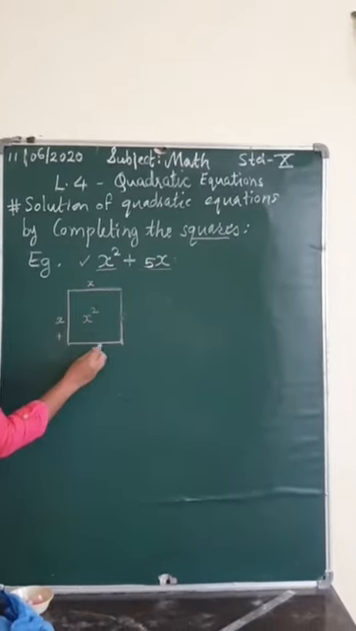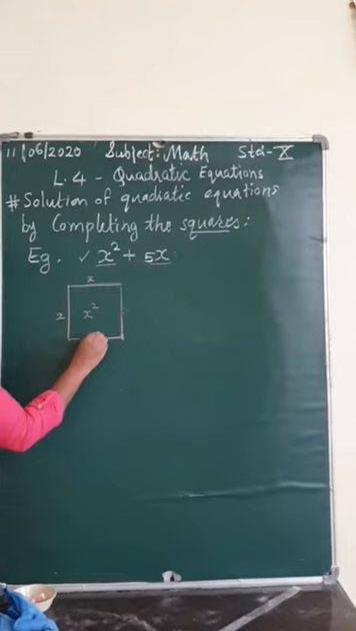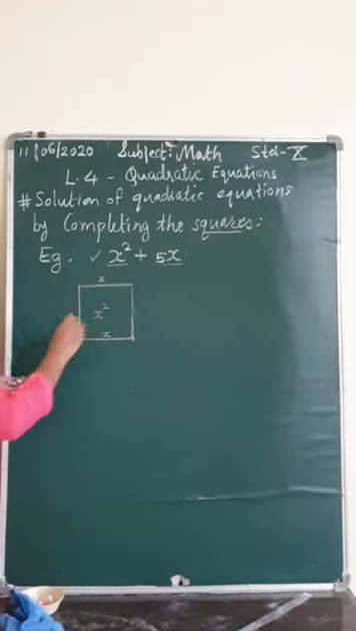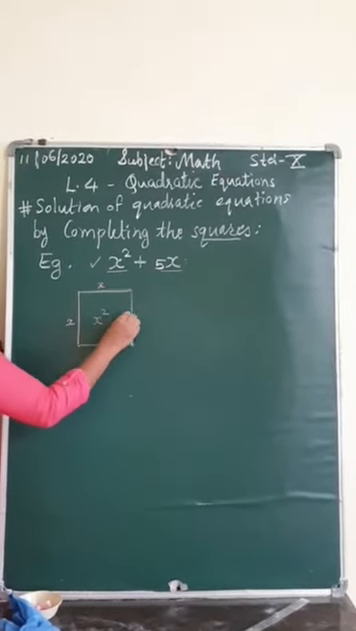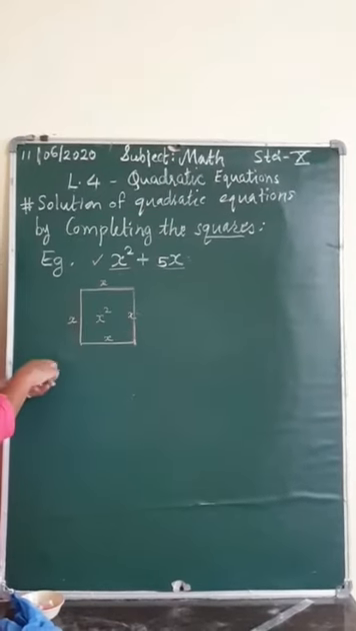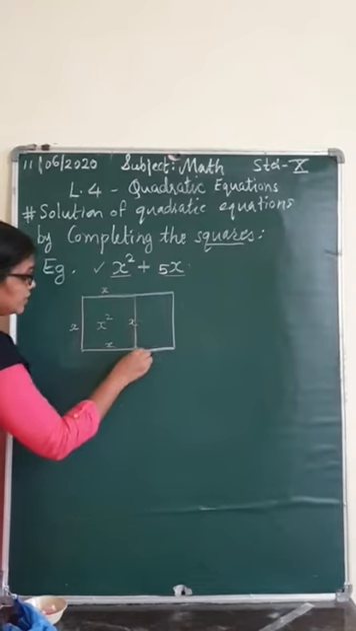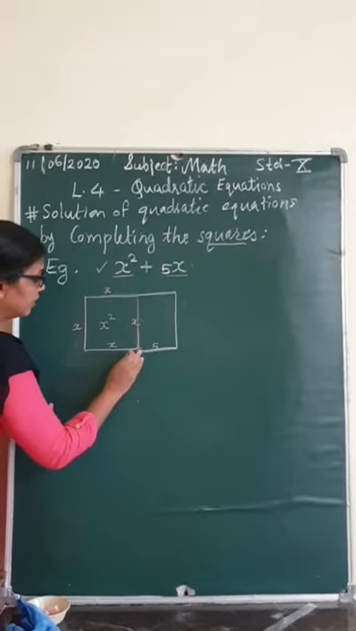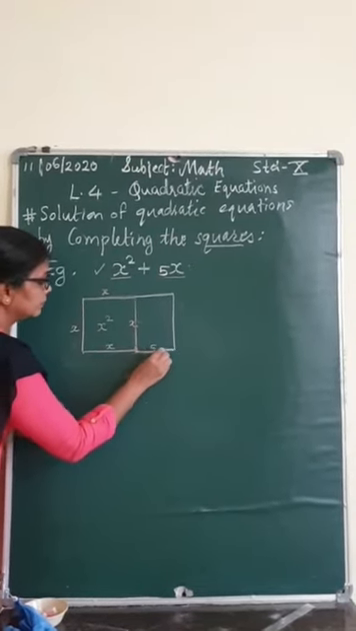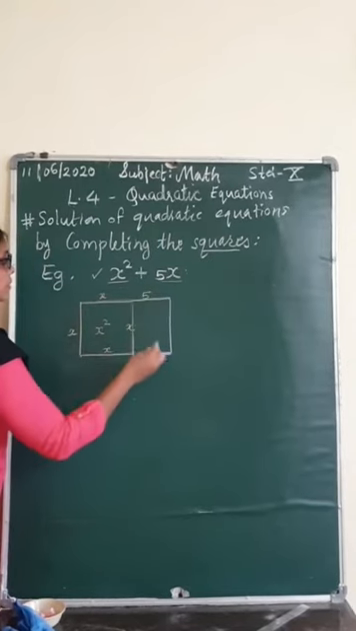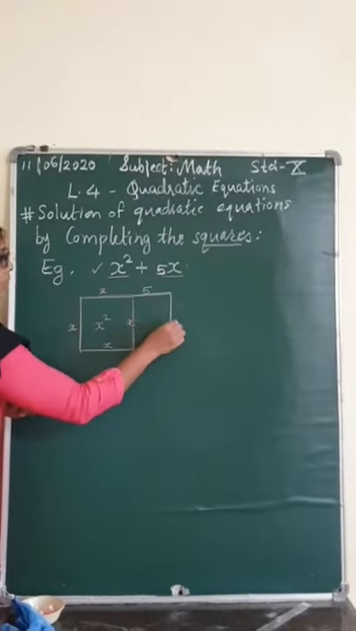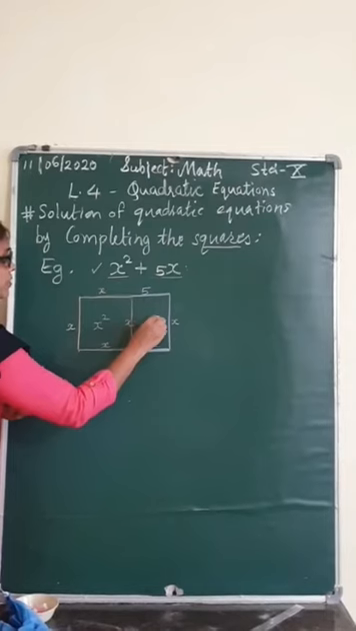This x square as a complete square. And how will we write this 5x? Suppose we have 5 here, and this is x, so it gives us 5x.